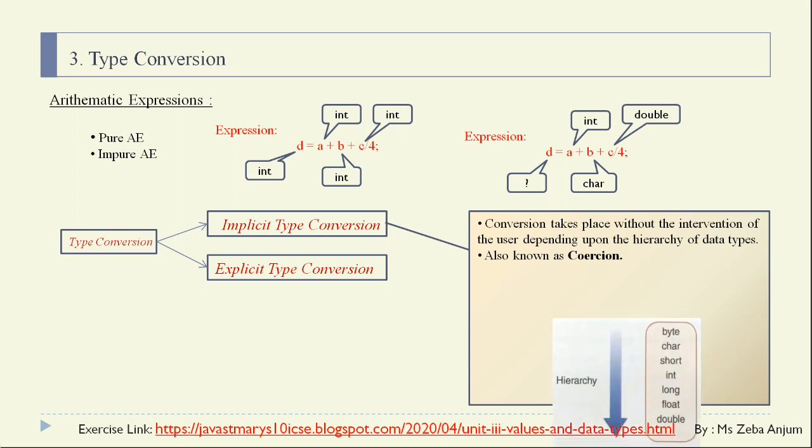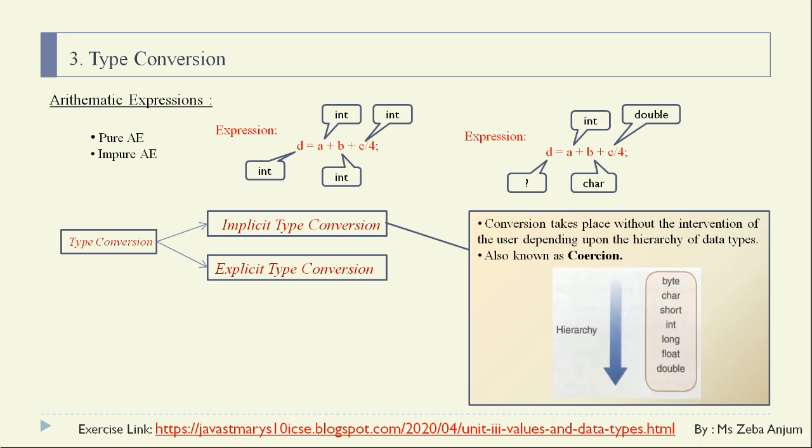Now see this figure over here. We are having a hierarchy: byte, char, short, int, long, float, double. So we can see the highest hierarchy is of double and the lowest is of byte. So if we come again to the second expression, regarding integer, character, or double, double has the highest hierarchy. So if we are having this kind of expression, then d will always be of double data type, because it has the highest hierarchy in this expression.